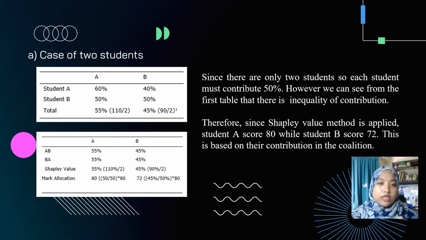Therefore, the mark allocation for student B is 72. And how do we get 72? It is 45% over 50, which is the contribution that they should give, times 80, which is the students' group marks. That's how we get 72 marks for student B.